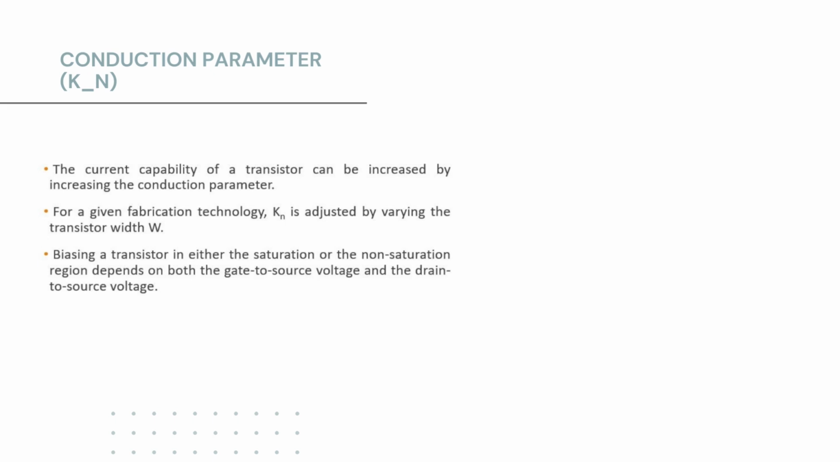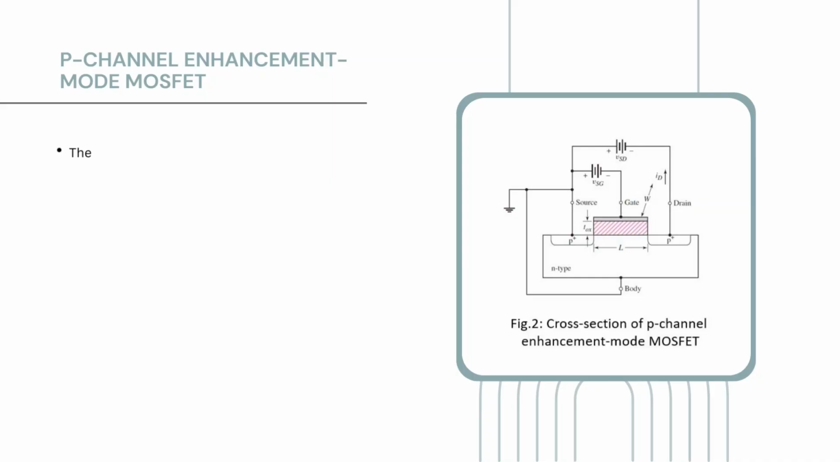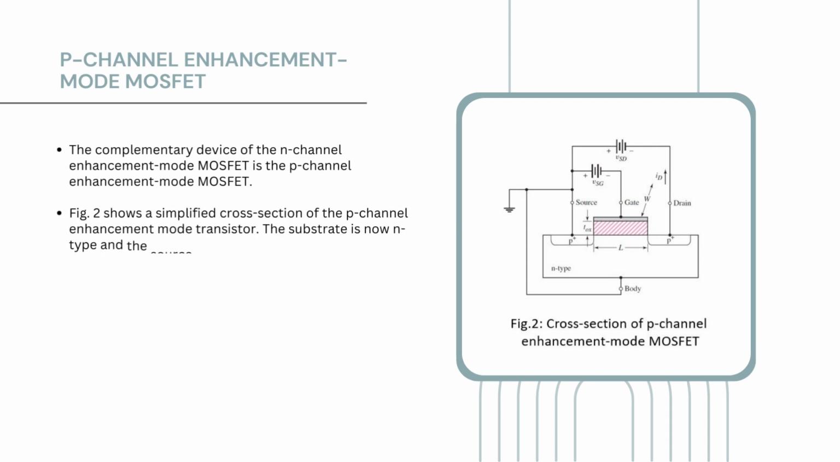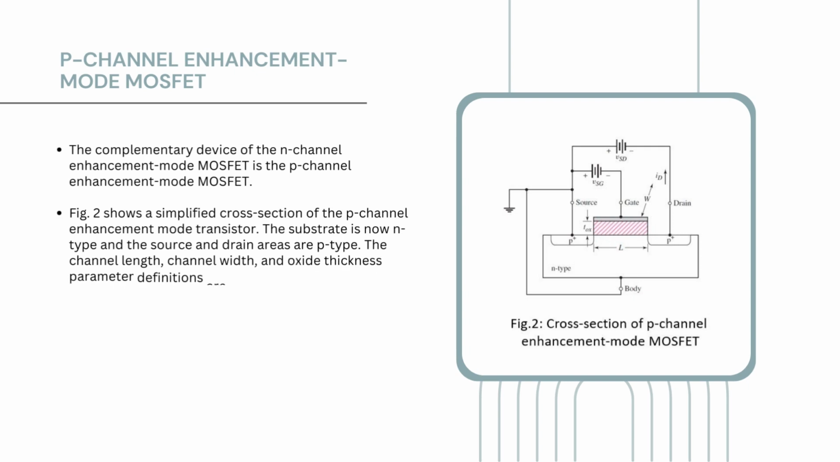Biasing a transistor in either the saturation or the non-saturation region depends on both gate to source voltage and drain to source voltage. Now, let us discuss the p-channel enhancement mode MOSFET. The complementary device for an n-channel enhancement mode MOSFET is a p-channel enhancement mode MOSFET. Figure 2 shows a simplified cross section for the p-channel enhancement mode MOSFET. The substrate is now n-type and the source and drain are p-type. The channel length, channel width and oxide thickness parameter definitions are the same as those for the NMOS device.